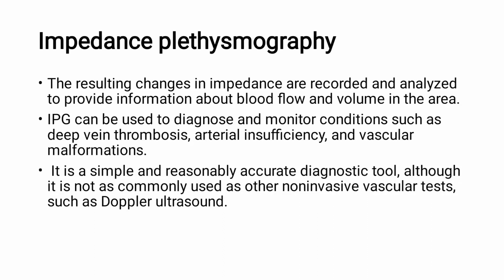Here we need to place an electrode in the area of interest. Then they are passing a very small amount of current. Due to this there will be changes in the impedance. This will be recorded. This will provide information about the volume changes in the area of interest.